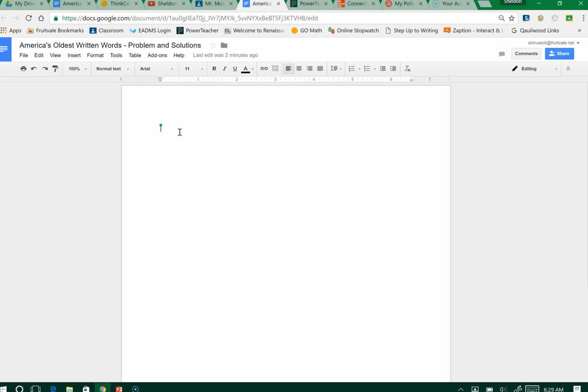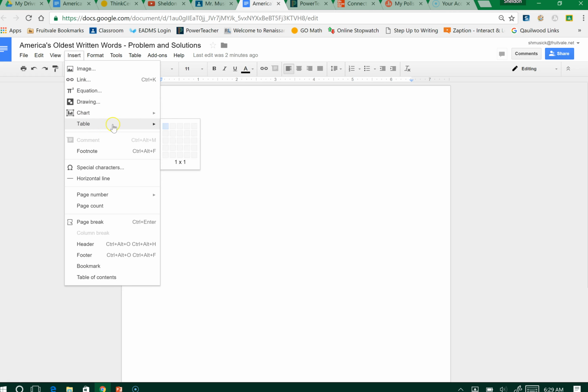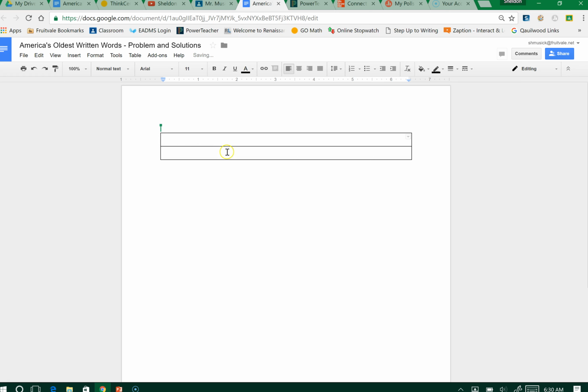Just like you would normally when you're given a piece of paper and asked to answer questions on a piece of paper. Same idea. The paper is given to you blank and then you're writing in. On this, the paper is blank and you're going to be writing in. So we're going to do a problem and solution chart. In order to do that, I want to insert a table. And I want it to be a 1x2 table.